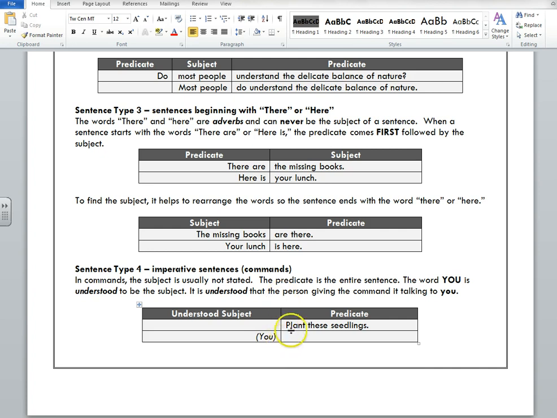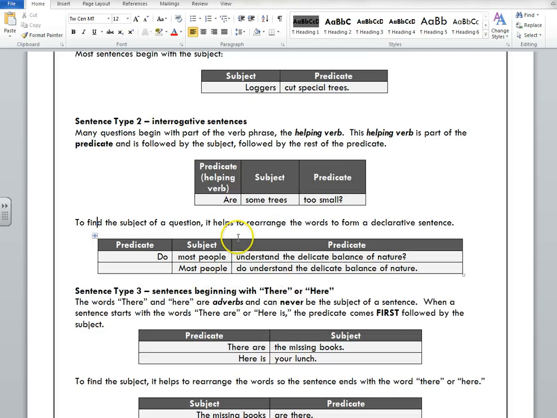So if you have a command, plant these seedlings, this whole thing is predicate. We still have a subject, it's just understood. So we put it in parentheses to kind of show that it's not part of the written sentence, but it's understood. We put the you inside of it.